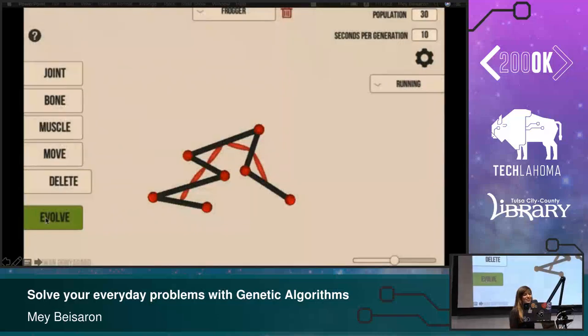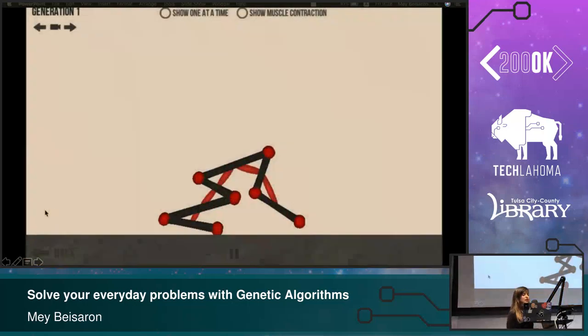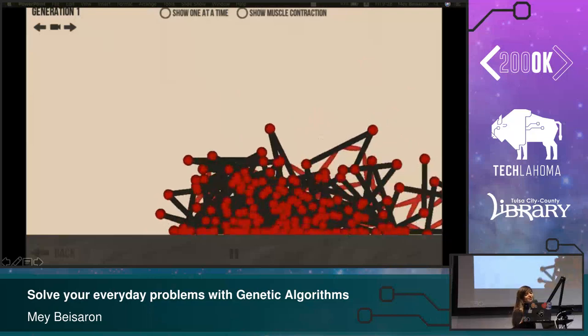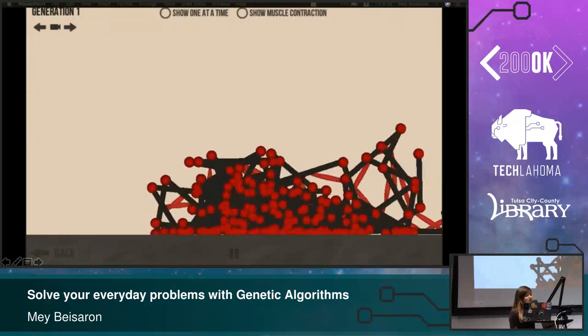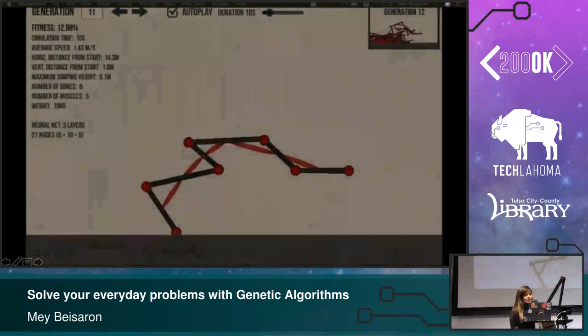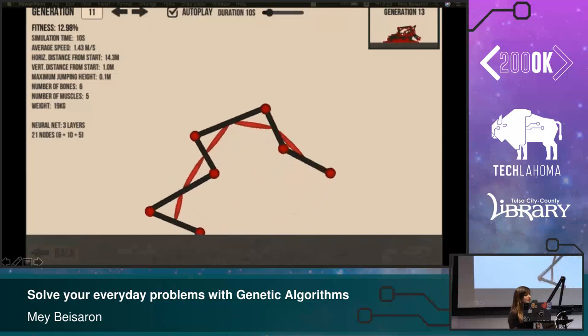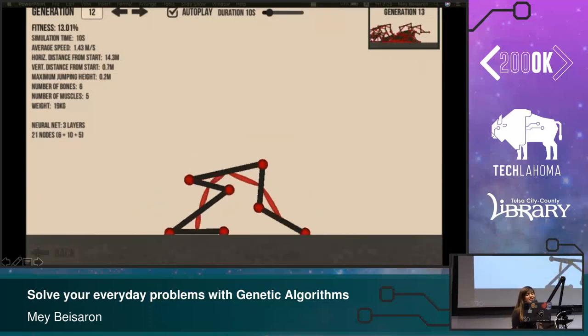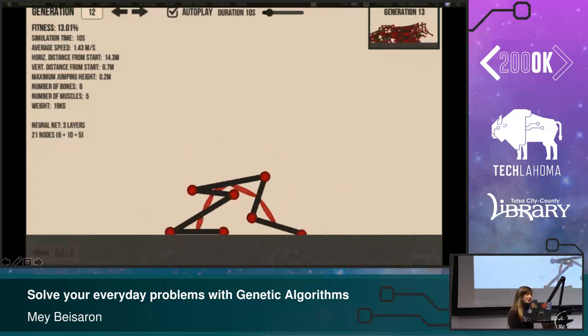So let's see what it looks like when I insert some mutation. And again, we have those amazing, beautiful frogs. It's the first generation. They still can't even move. And now we're at generation 11. We have almost 13%. Yeah, we have 13%. And then it will move forward.